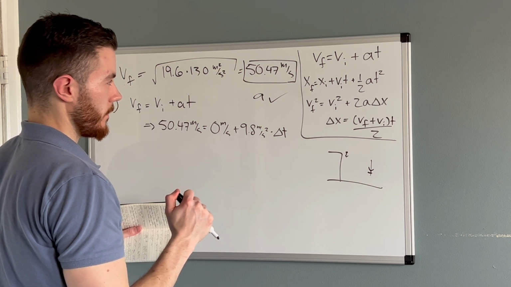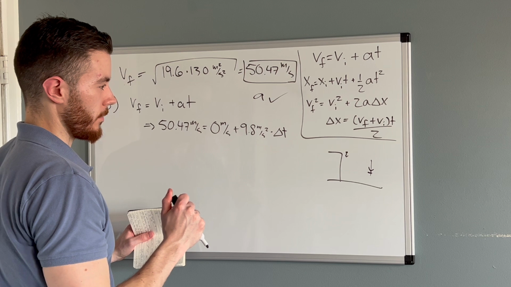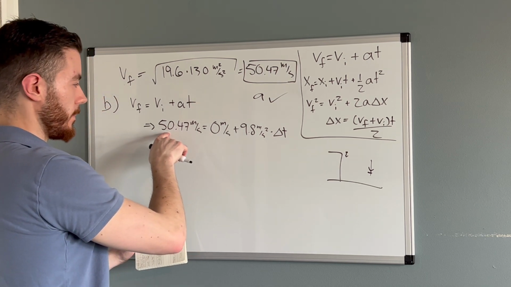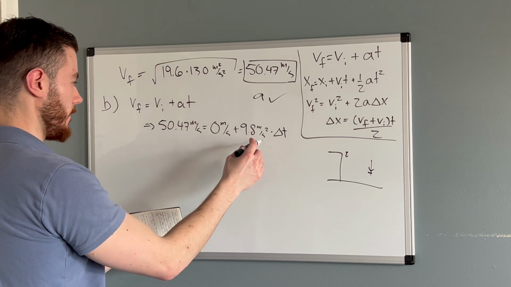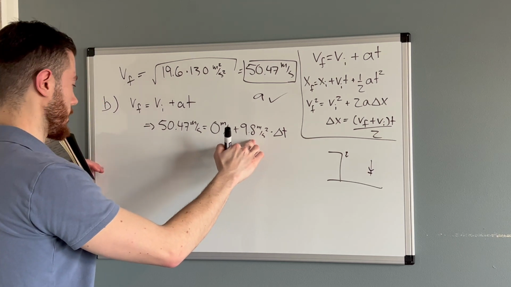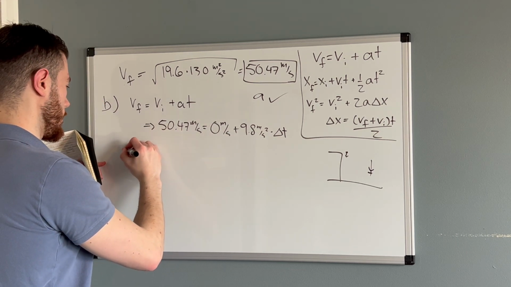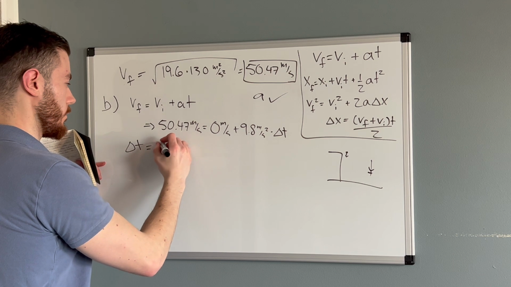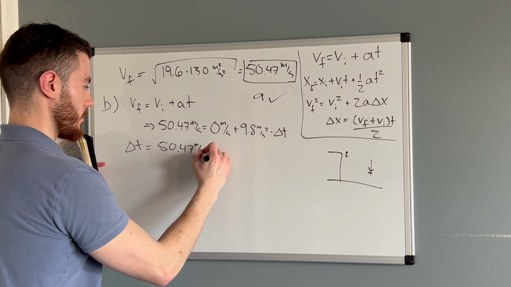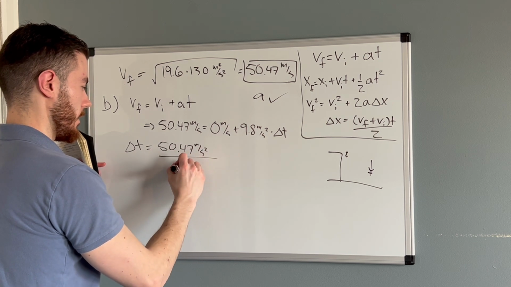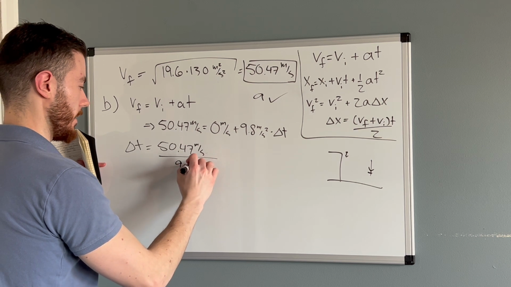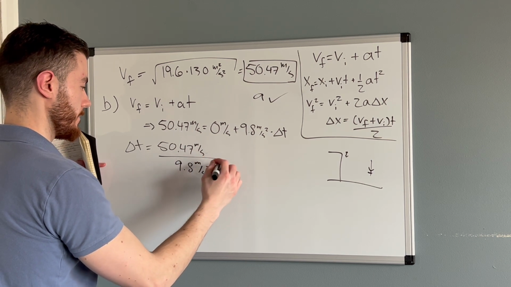So there shouldn't have been a negative sign for gravity before, but it worked out because there were two, so they canceled. Anyway, this has a plus sign, this has a plus sign. Let's divide both sides by 9.8 meters per second squared. So the total elapsed amount of time is equal to 50.47 meters per second, it's a velocity, divided by 9.8 meters per second squared.